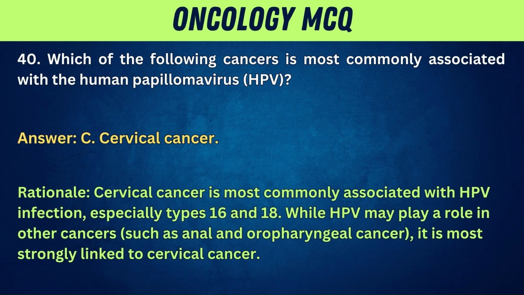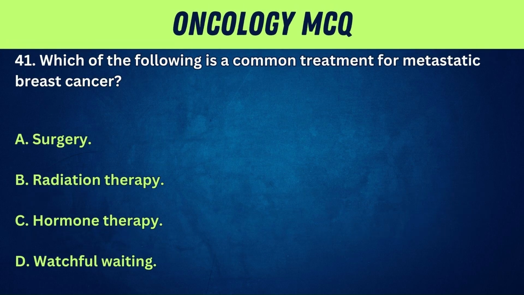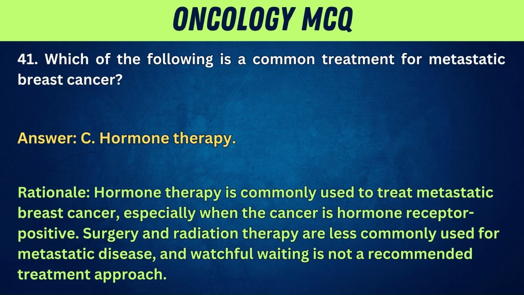While HPV may play a role in other cancers such as anal and oropharyngeal cancer, it is most strongly linked to cervical cancer. 41. Which of the following is a common treatment for metastatic breast cancer? A. Surgery. B. Radiation therapy. C. Hormone therapy. D. Watchful waiting. Answer: C. Hormone therapy. Rationale: hormone therapy is commonly used to treat metastatic breast cancer, especially when the cancer is hormone receptor positive.